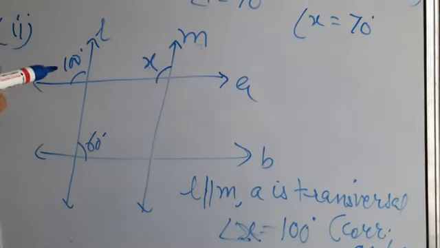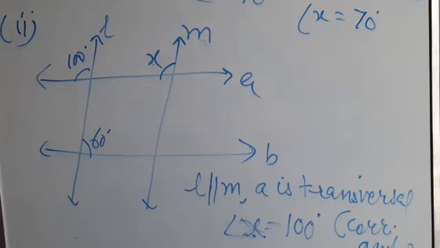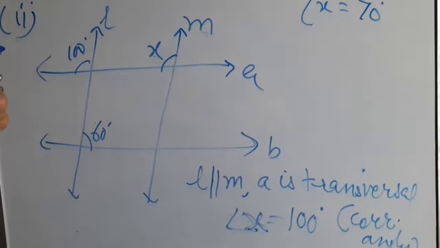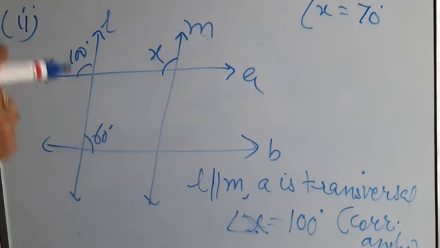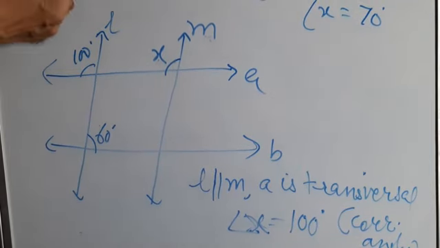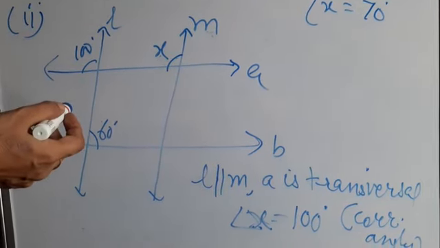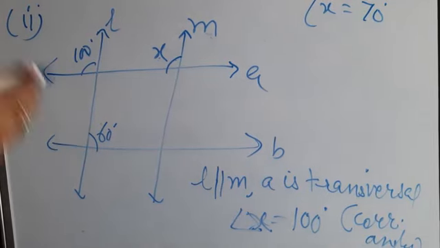And let me tell you one more thing, question number 2 you have to do in the CW copy, and question 4 first part you do in CW, second part I will give you in homework. So see from here how you have to do.